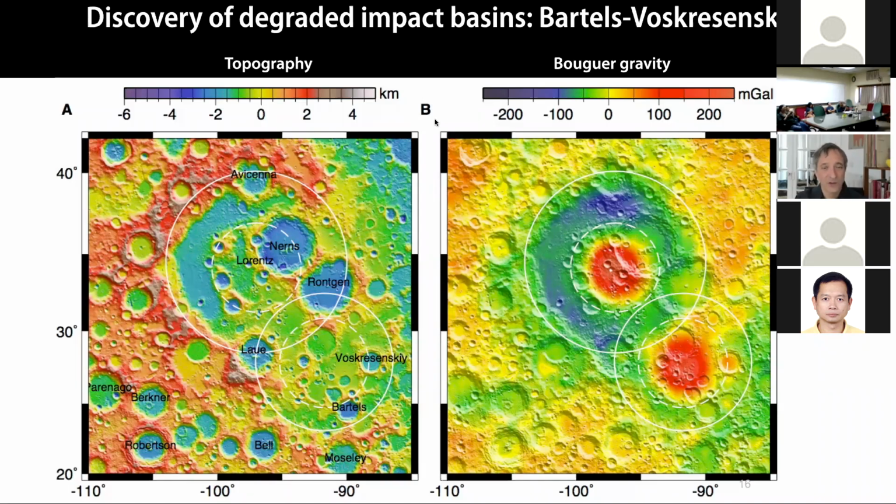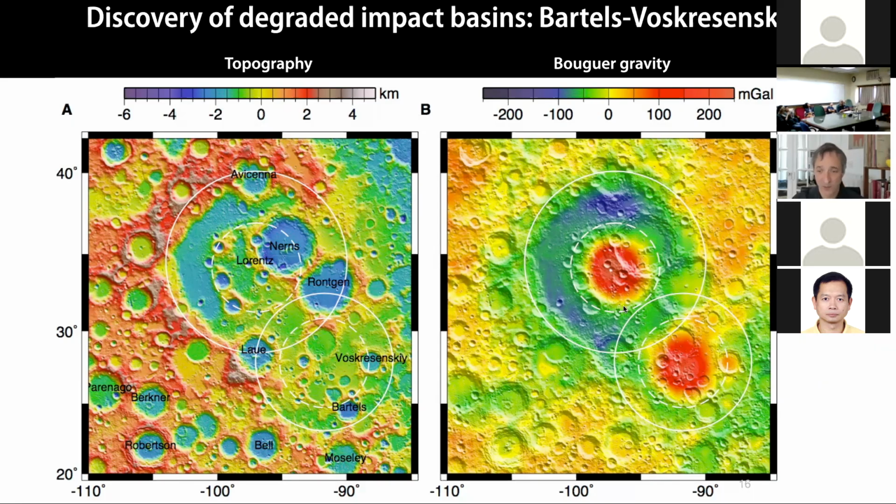Okay, so continuing on with impact basins, one of the things that GRAIL was able to do was to actually discover new impact basins that were very old or degraded by younger impact basins. So just to give you an example of this, this is topography on the left and then the Bouguer gravity on the right. And this impact basin called Lorentz, this is a well-known impact basin on the far side of the moon. And when you look at the gravity field, you see there's a very standard high Bouguer gravity anomaly associated with the interior of the peak ring of the basin.